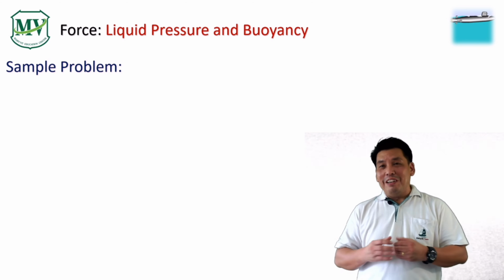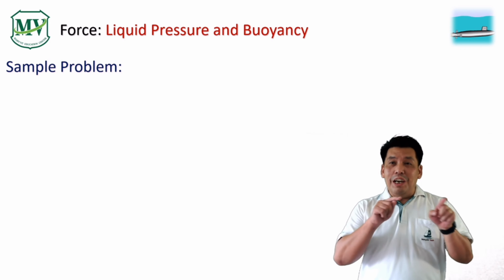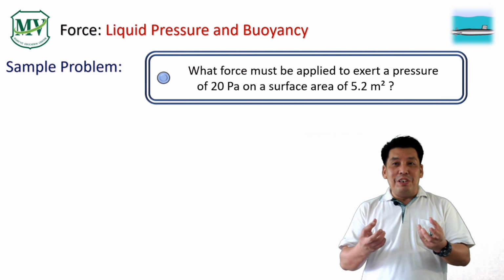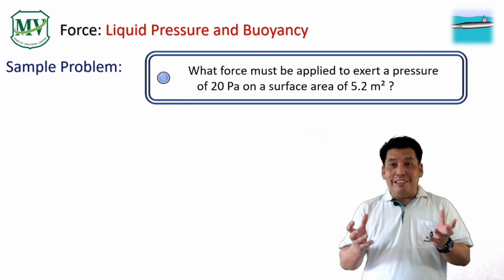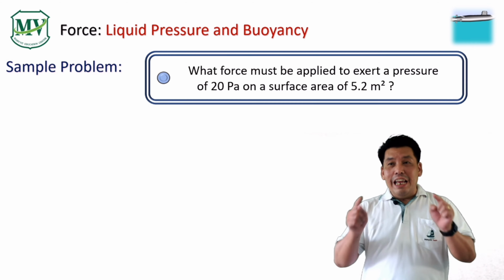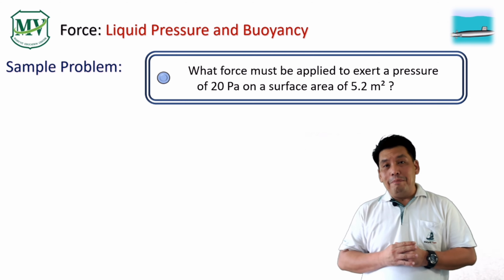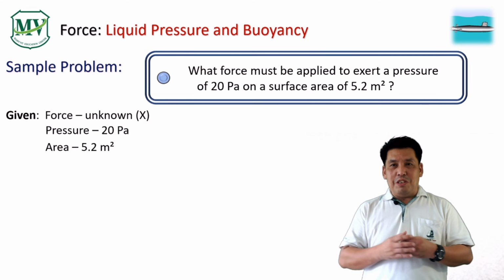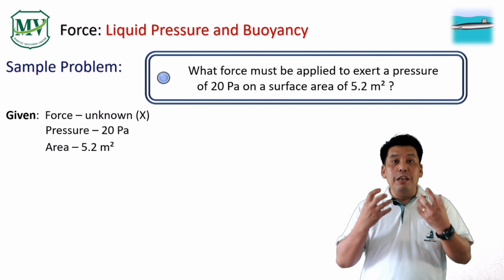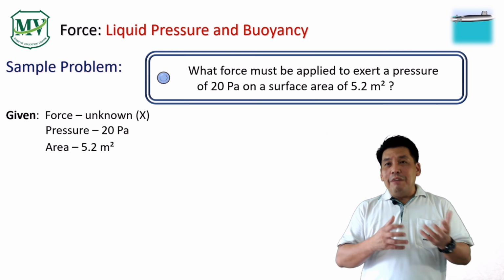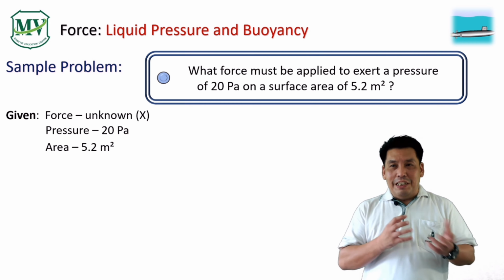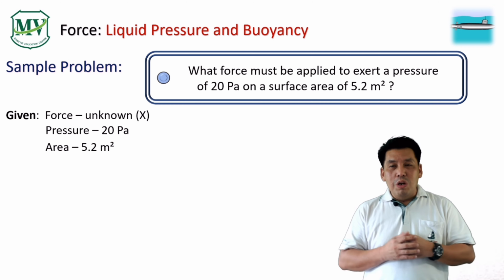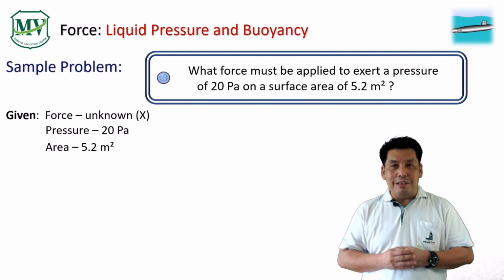Let's take a look at our first sample problem, shall we? First, we are looking at a problem that is asking for the unknown force that exerted a pressure of 20 pascals. Do not forget, Pascal is a unit of pressure expressed in Newton per square meter. Second, we have to derive a new equation from the existing pressure equation in order to find the unknown force. We have two givens and one unknown. The givens are the pressure exerted, which is 20 pascals, and the area, which we set at 5.2 square meters.